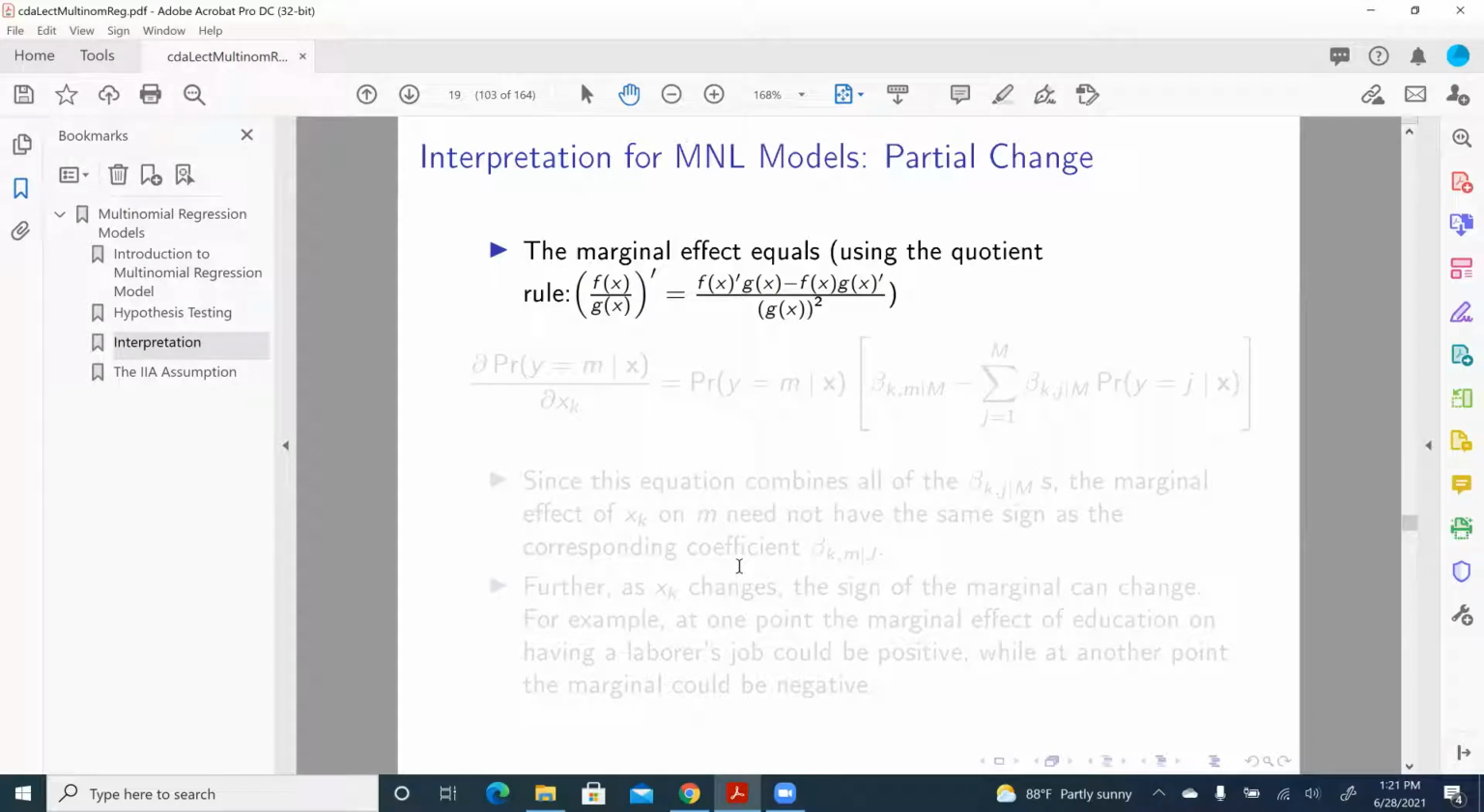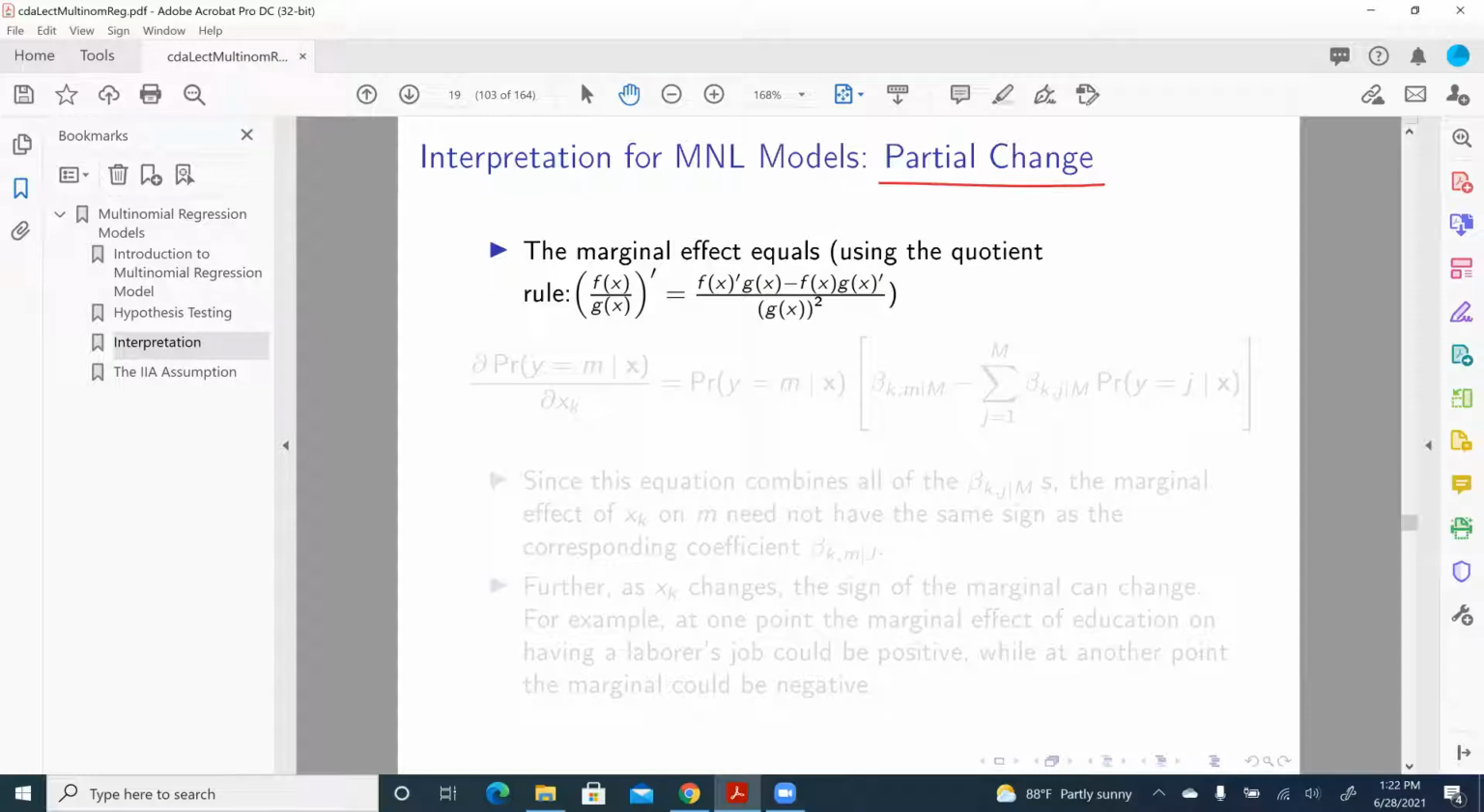Next is partial change, or sometimes what we call marginal effects. So what is marginal effect? What is partial change? Well, marginal effects and partial change tell us how a dependent variable, or the outcome, in this case predicted probability, changes when a specific covariate, independent variable, or explanatory variable changes, in this case by a very small amount.